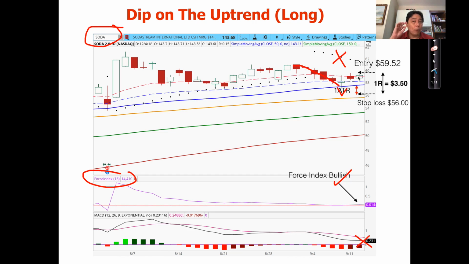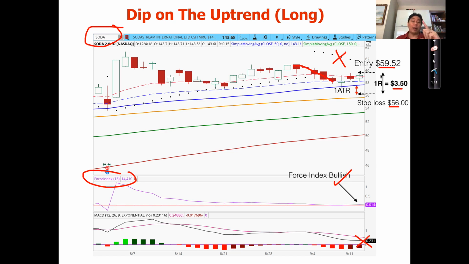So where would we place our buy order? Again, we could place the buy order right above the high of this candle, in this case 59.52, and we place a stop loss 1 ATR, and again you have to calculate the ATR, 1 ATR below this moving average support. In this case, the stop loss would be at $56. So we are buying at 59.52, stop loss at 56. What's the difference? The difference would be 3.50. That is known as our 1R difference.